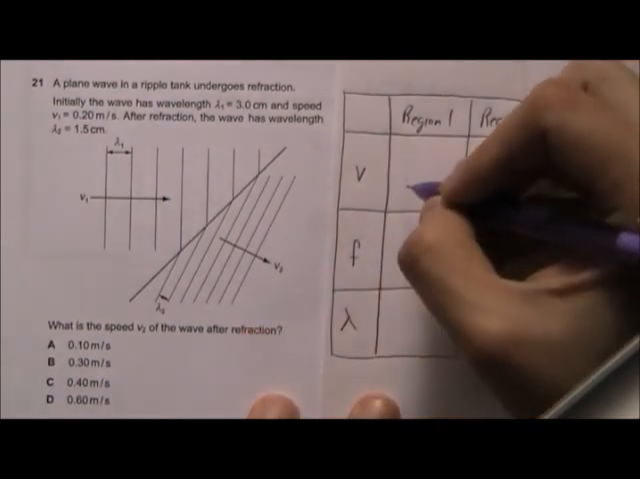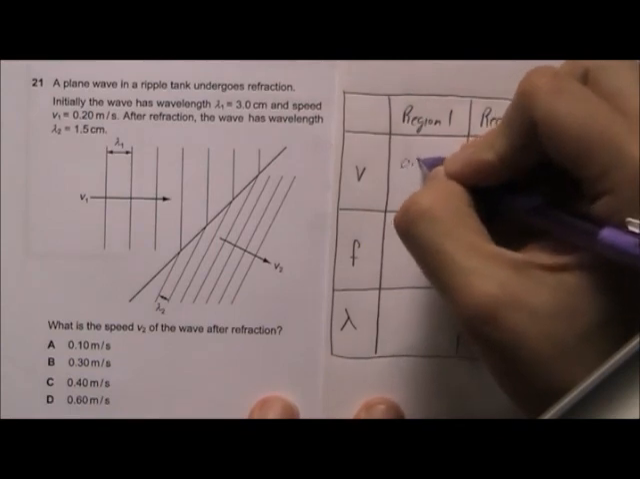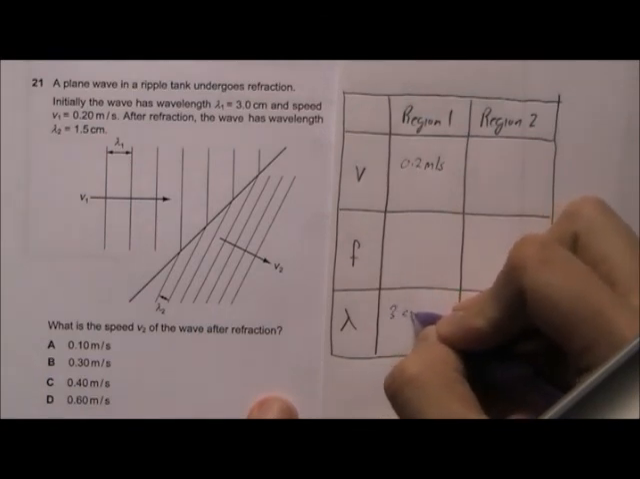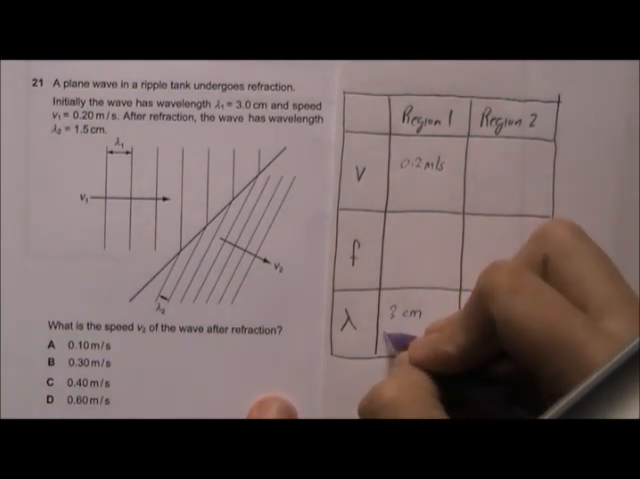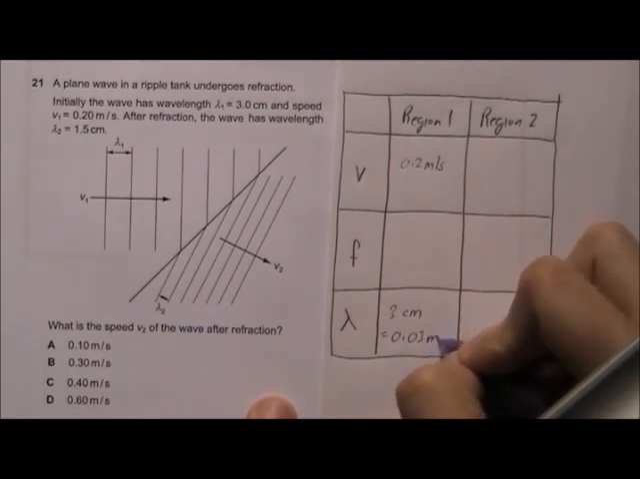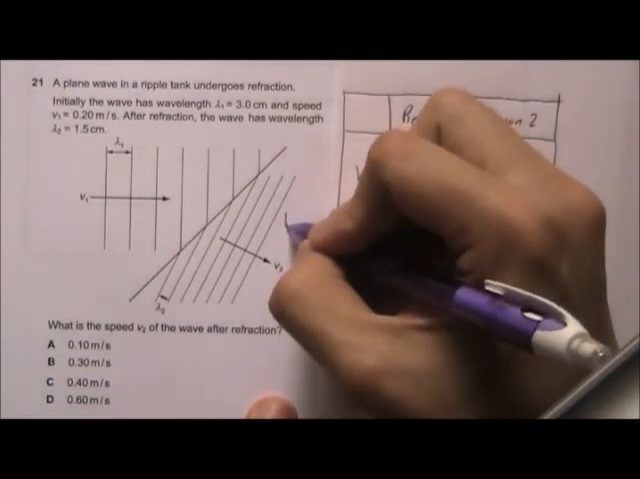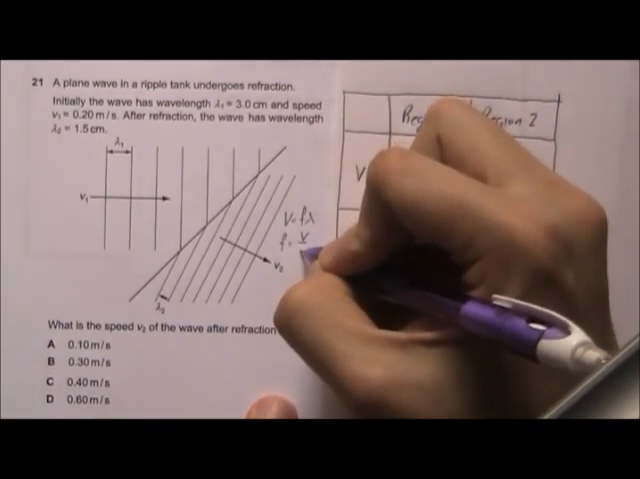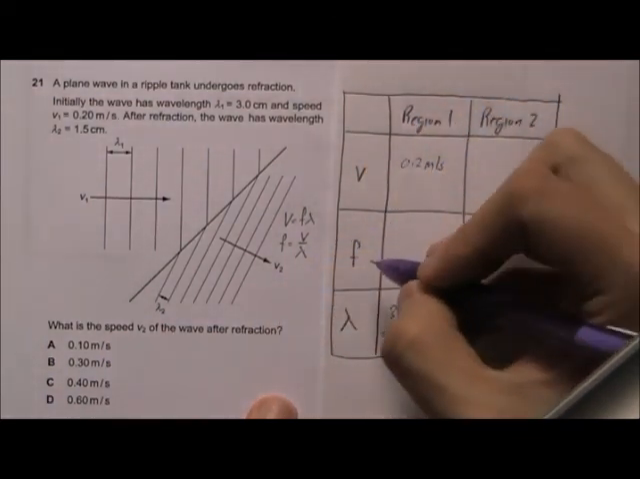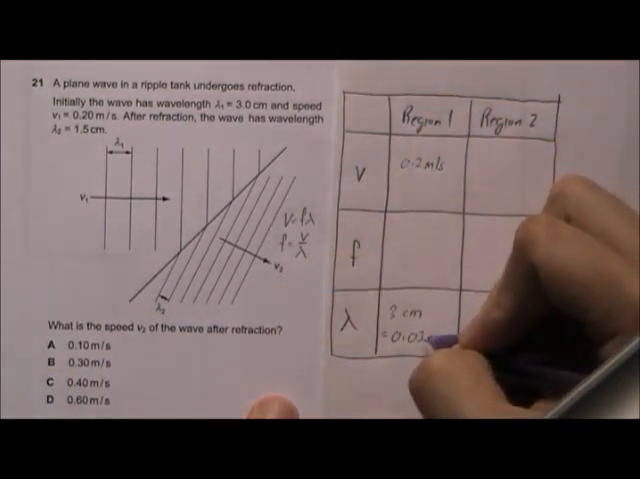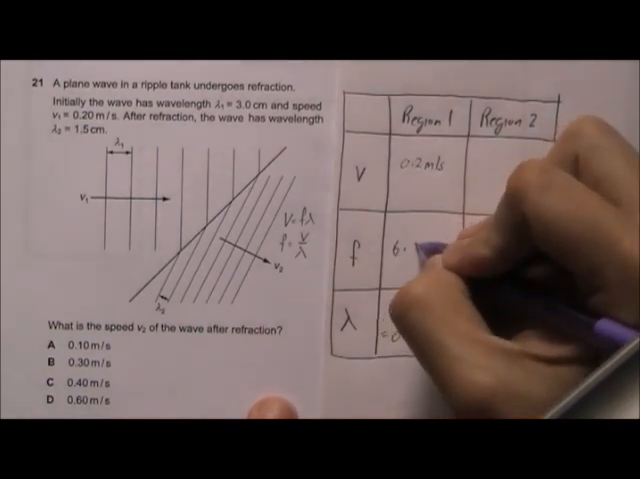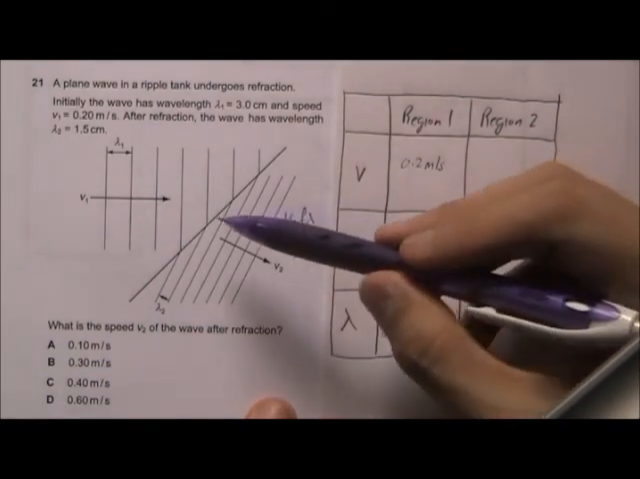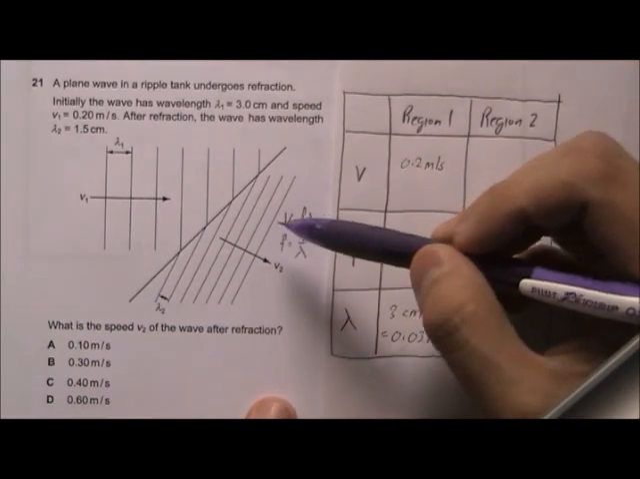Okay, the speed is given as 0.2 meter per second in region 1, and the wavelength is 3 cm. So we change this to meter, it will become 0.03 meter. And using the formula, V is equal to F lambda, F is equal to V over lambda, we should calculate the frequency as 0.2 divided by 0.03. This will give us 6.67 Hertz.